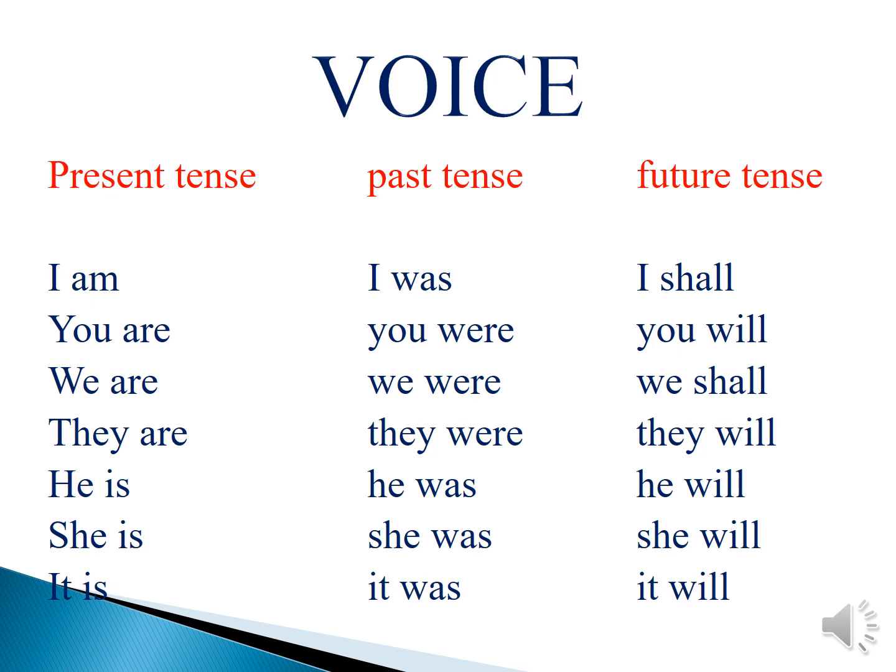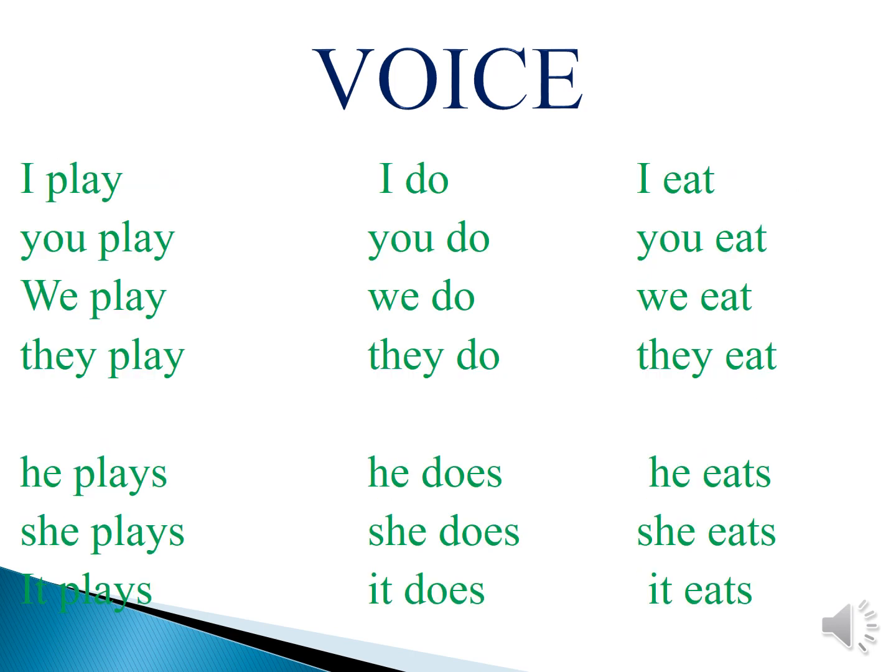Now, before moving on to transformation of active voice to passive voice, we should know the present tense of the be form. I am, you are, we are, they are, he is, she is, it is, and the past tense of the be form. I was, you were, we were, they were, he, she, it was. And for I and we we should use shall, and for other pronouns we should use will for future tense.